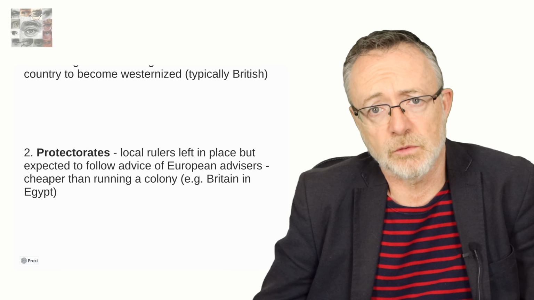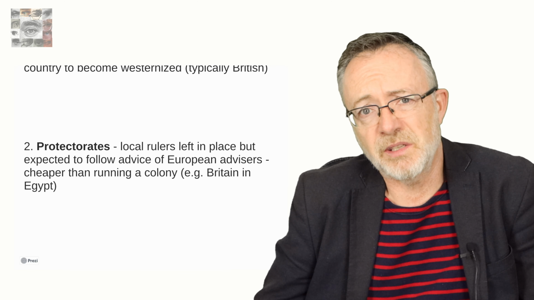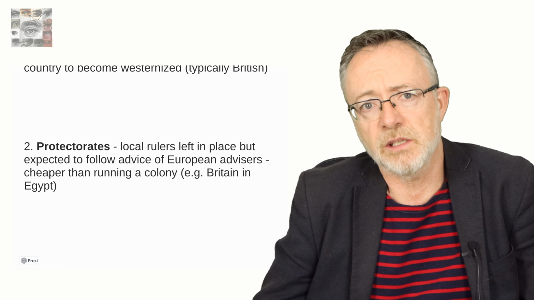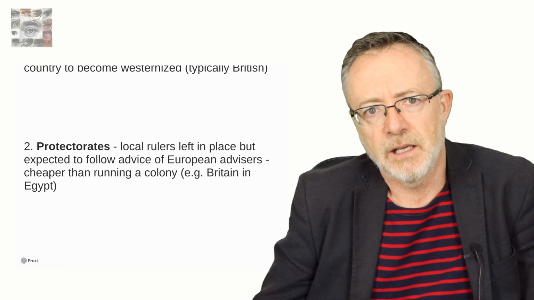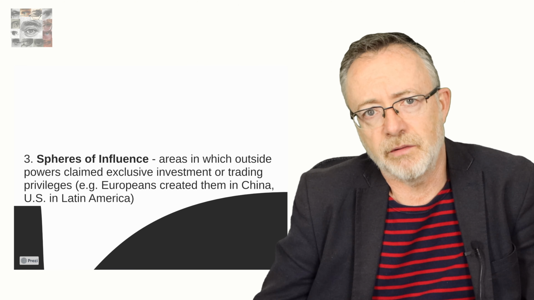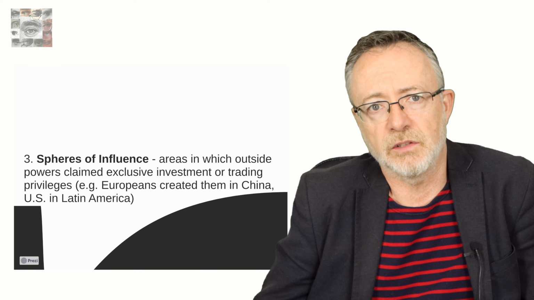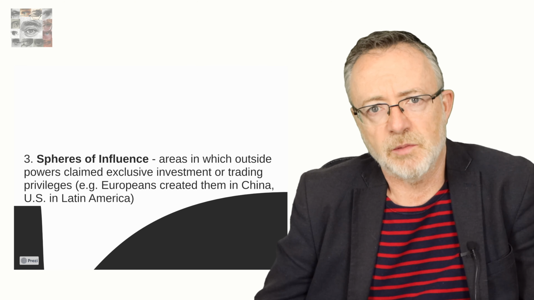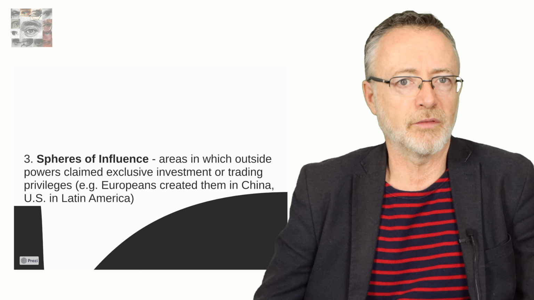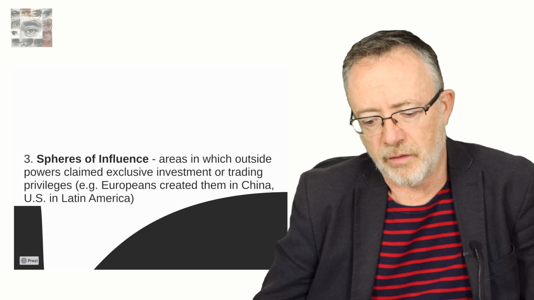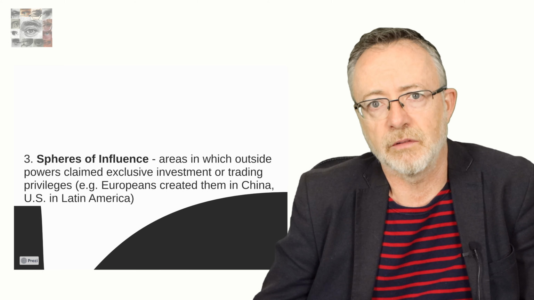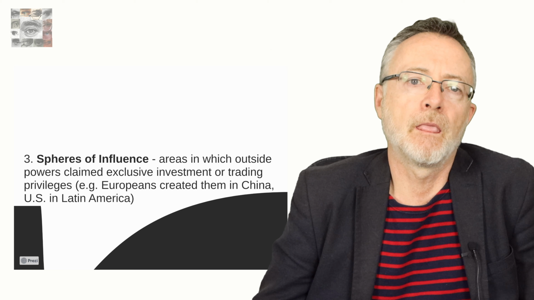You have protectorates also, which are basically with local rulers left in place, but obviously following the advice of their European advisors. And then finally, spheres of influence, areas outside, obviously, of the direct control, but expecting exclusive investment or trading privileges to be maintained with the European or American powers. Examples there of China and Latin America.